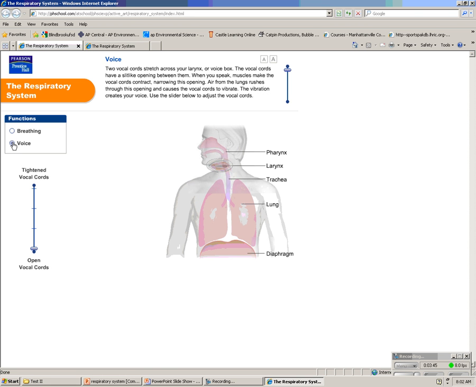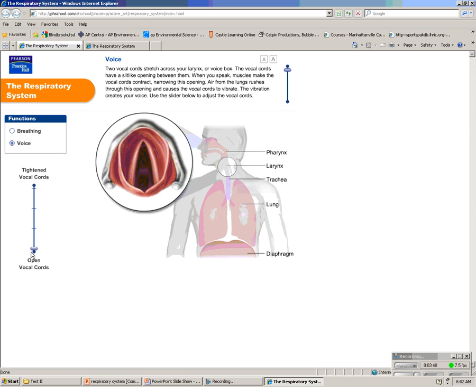So here we look at voice. Here are your vocal cords. Now as these are open, and then as they get tighter, and this is what we learn to do, we learn how to control the air going through so we can actually control what the sounds are. The vocal cords, the pitch is going to change.